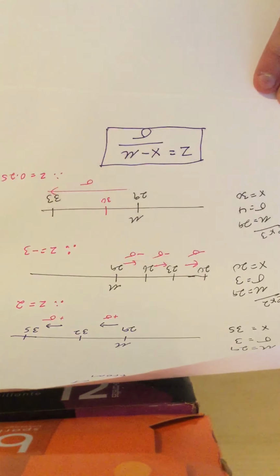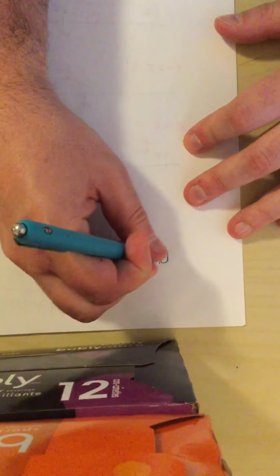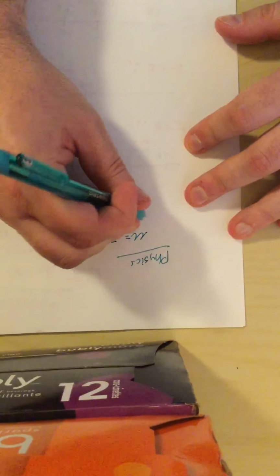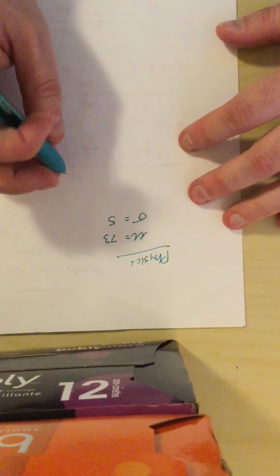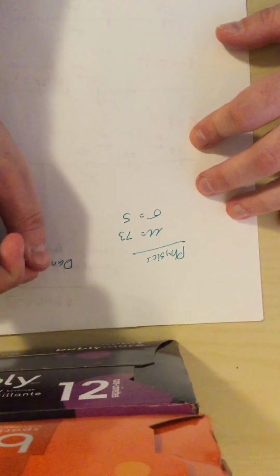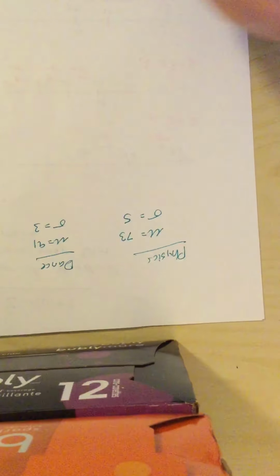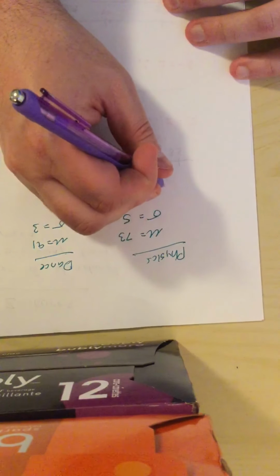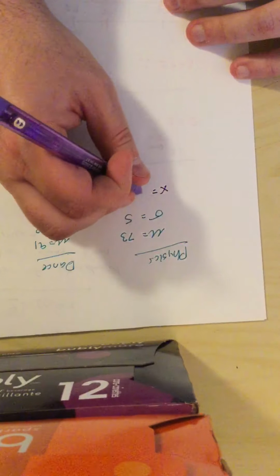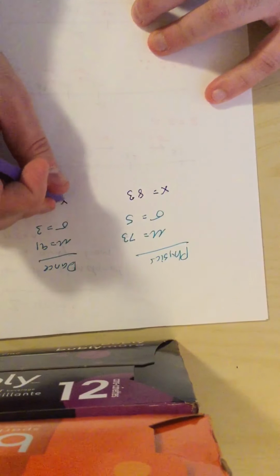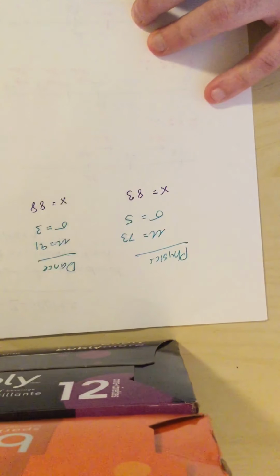So for example, let's say a physics class had a mean of 73% and a standard deviation of 5, and a dance class had a mean of 91 with a standard deviation of 3. Let's say your mark in this class was an 83, and your mark in this class was an 88. So which mark is better?